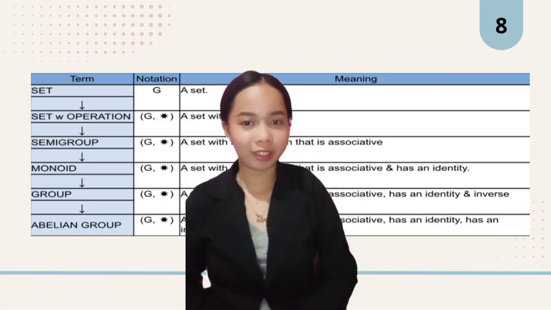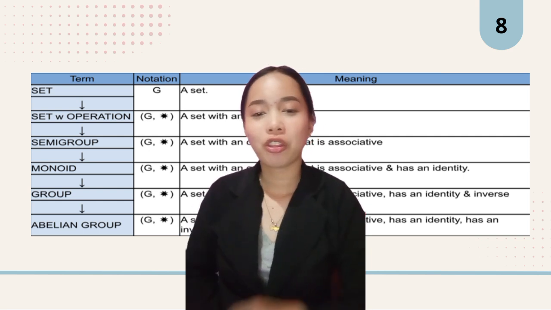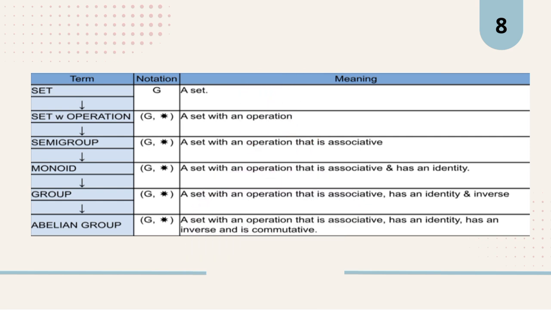Now let's move on to the terms. The first is set. The notation for the set is G and the meaning is a set. Next is set with operations. The notation is (G, *) and the meaning is a set with an operation. Next is semigroup. The notation here is also (G, *) and the meaning is a set with an operation that is associative. Next is monoid.